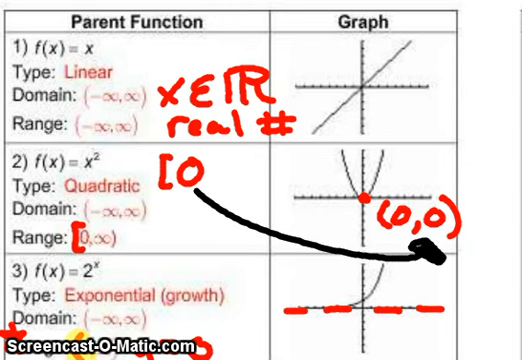Now, the other important point that you want to make sure that you have is right here. We have the point (0, 1). It is a very, very important point that we're going to be using quite a bit on that function.